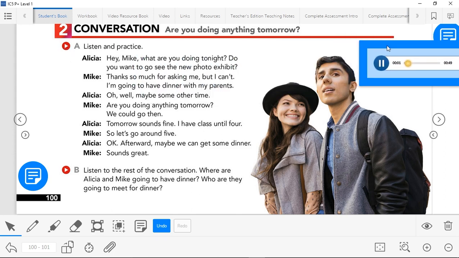Unit 15. What are you doing later? Page 100. Exercise 2. Conversation. Are you doing anything tomorrow? Part A. Listen and practice.